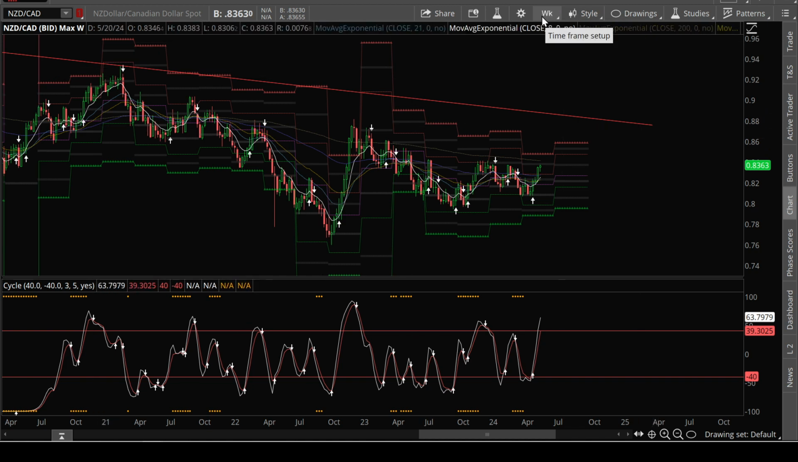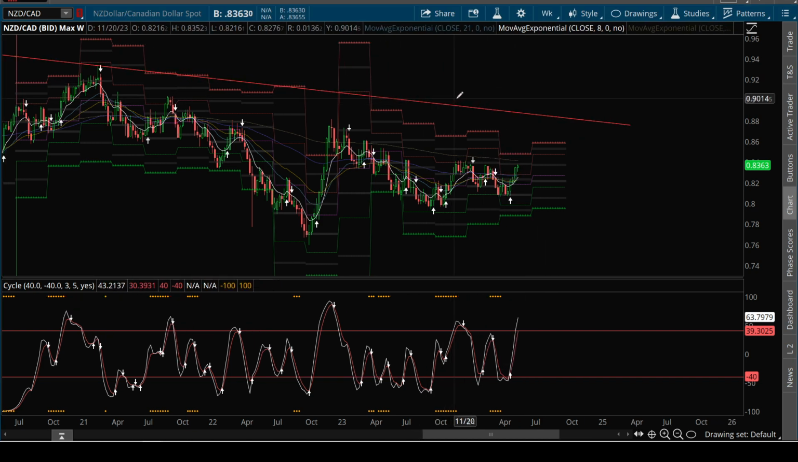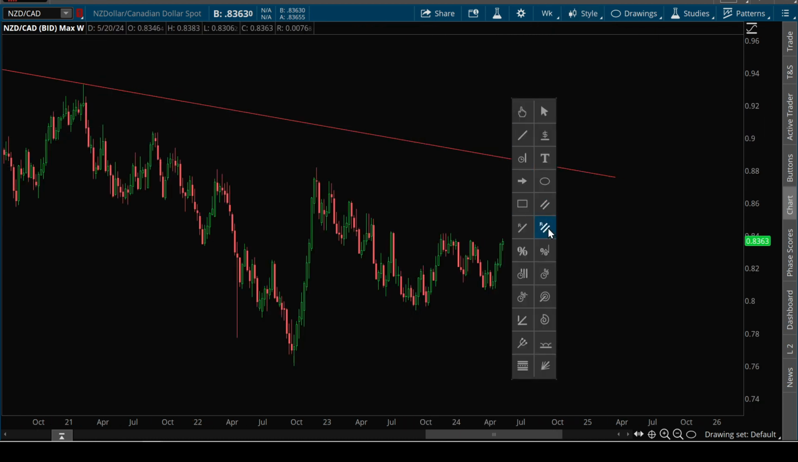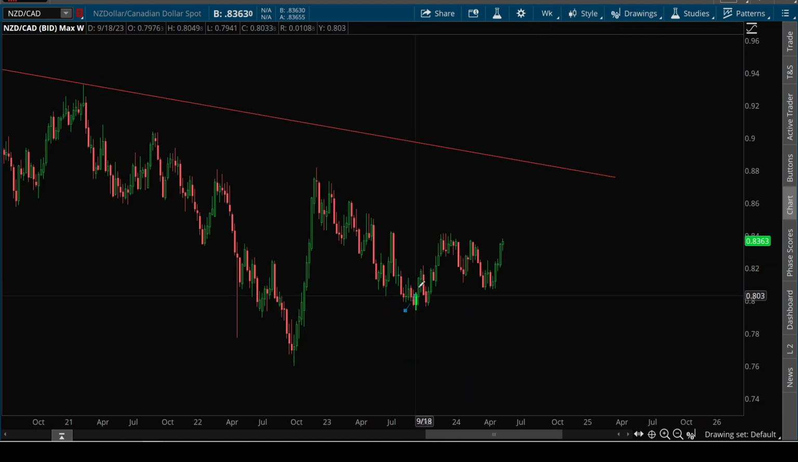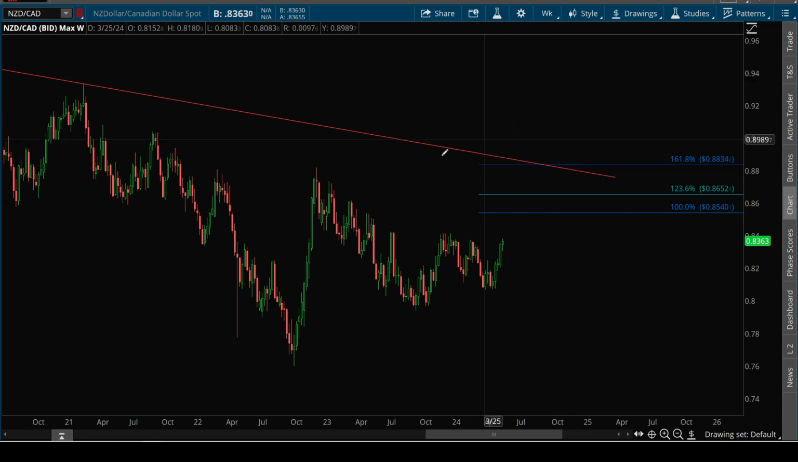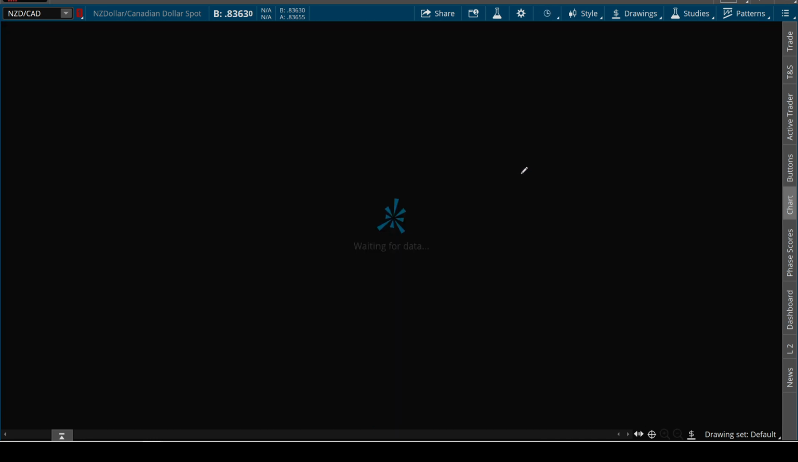NZD CAD. Nothing to do, right? Let's measure this right here, pattern wise. Got a couple targets right here. So you're looking for a continuation up to 85.40 by pullbacks, but you could absolutely come after this high. So you want to buy pullbacks in NZD CAD.